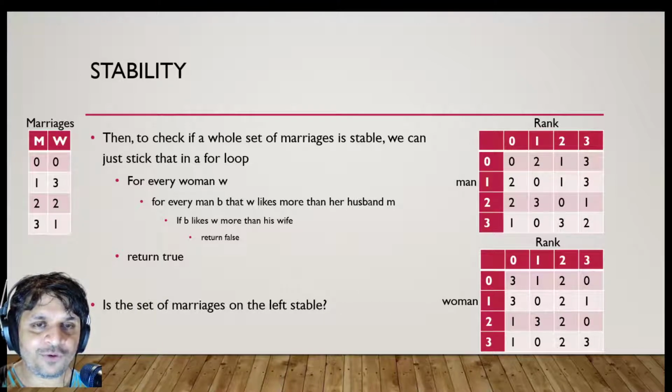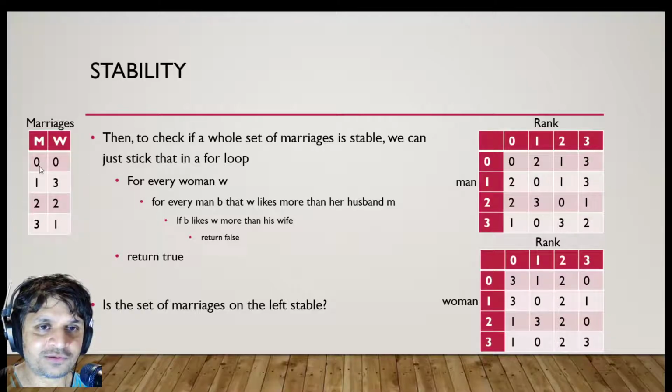Okay, so as an example, is this set of marriages stable? Meaning, would any of these end in divorce? Well, let's check. The first marriage we have is that man naught is married to woman naught.